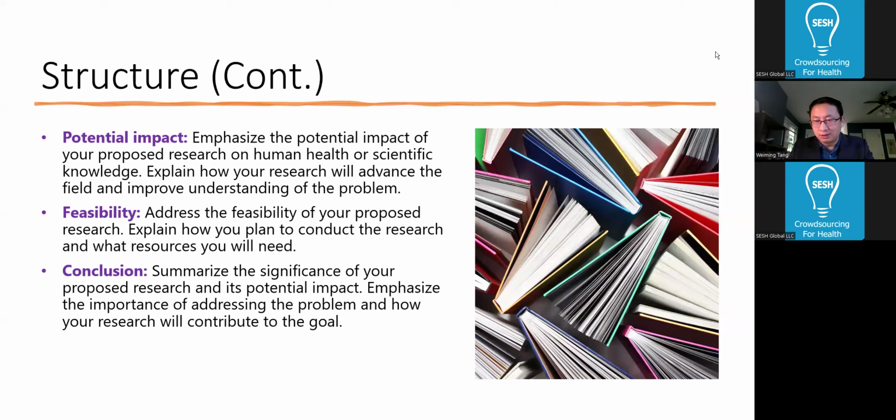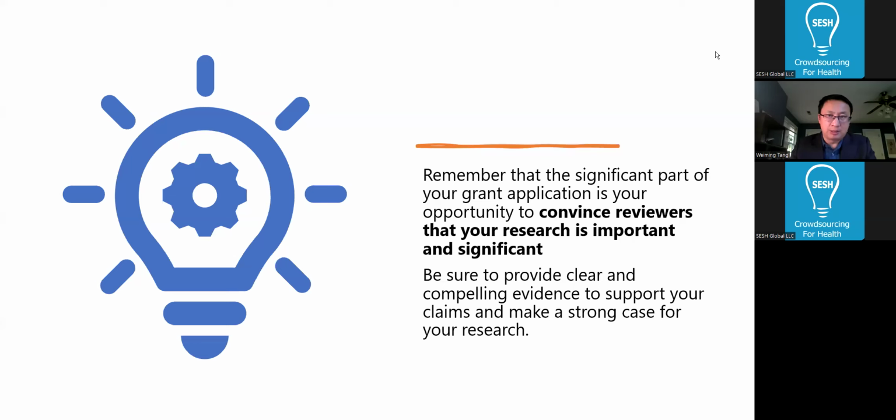To summarize, in the significance section you typically want to introduce the problem and show why the problem is important. Then you identify the research gap or limitations based on previous research. Then you introduce how you will address the problem and what the potential benefits or impact of your proposed study are. Remember that the significance part of your grant application is the opportunity to convince the reviewers that your research is important and significant.